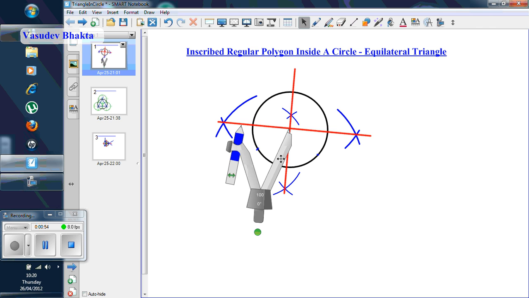So once I find the center of the circle, what we need to do is draw an equilateral triangle, which I'll take you through. There's two particular methods to do this, but what I'll do is show you what the end result is first, and then we'll go through how to apply these methods.